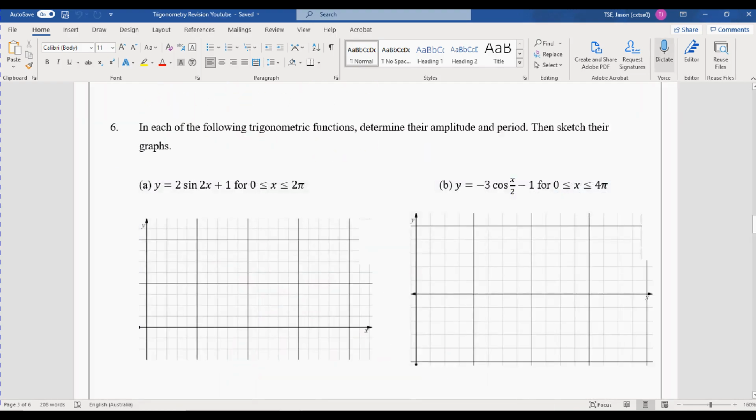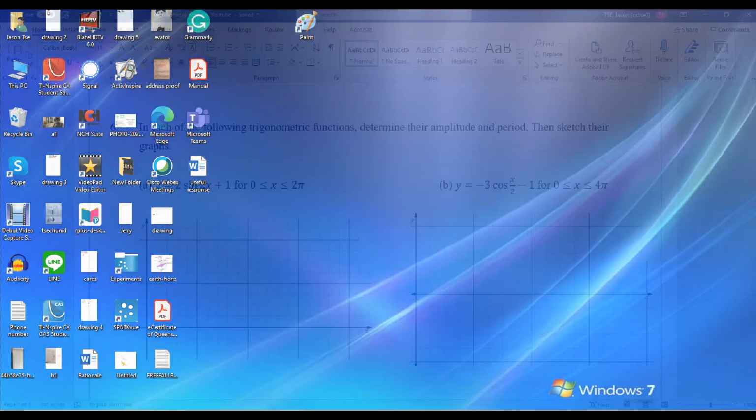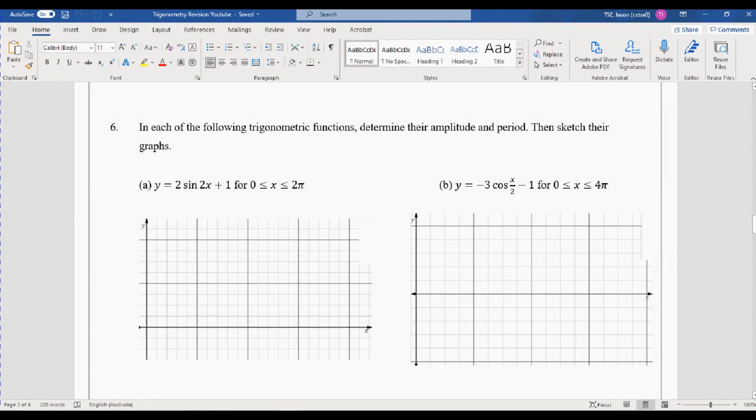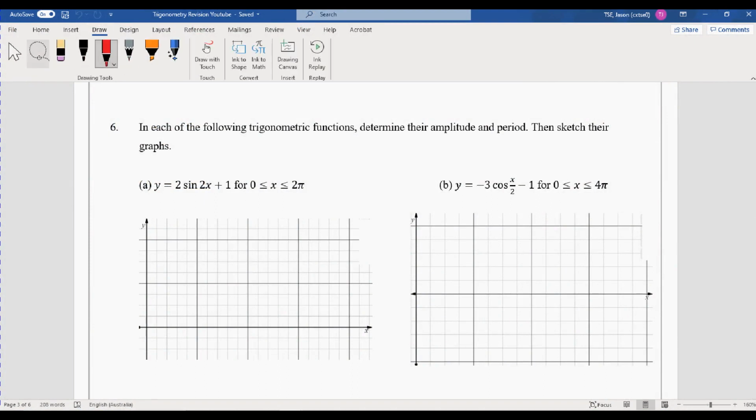Then we try to do the graphing for this question 6. This is a paper 1 question, so that means you can't use your calculator. You need to first determine the amplitude and period. First of all, you need to know what we mean by the amplitude and the period. How can we find the period?